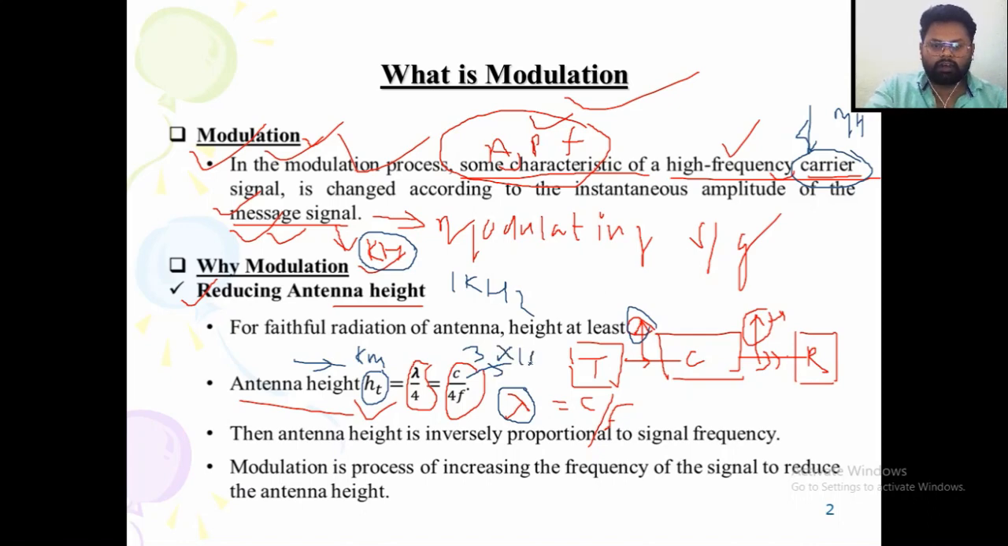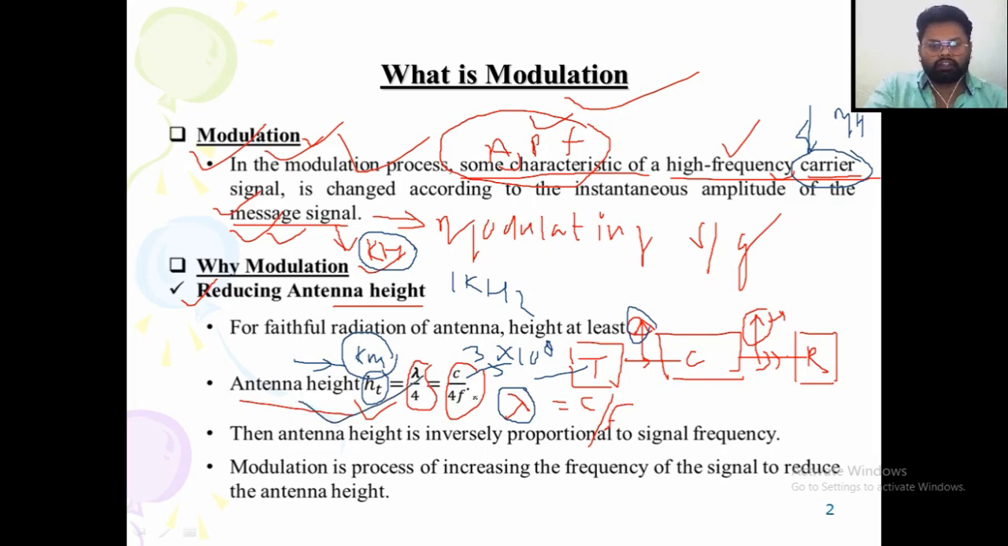Putting in the speed of light, 3 into 10 to the power 8 meters per second, you will get an antenna height of 1 kilometer, or 2, or 10 kilometers. That is the calculation. So it is very difficult to construct an antenna of kilometer height. It is a huge antenna.